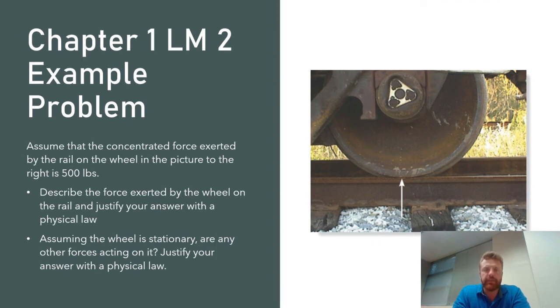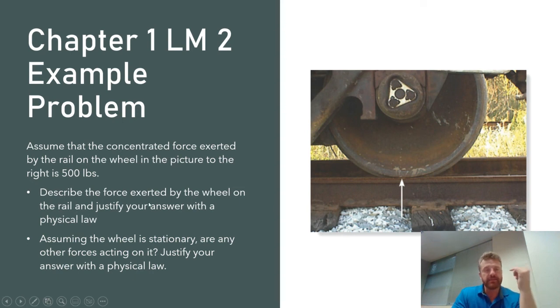Going back to our example of the wheel of the train on the actual track, we're told to assume, let's read this carefully, that the concentrated force exerted by the rail on the wheel, that's this white arrow, is 500 pounds. Describe the force exerted by the wheel on the rail and justify your answer with a physical law. So if you look at that, it sounds like I'm saying the same thing. But here, the white arrow is the force that the rail exerts on the wheel. We want the force that the wheel exerts on the rail.